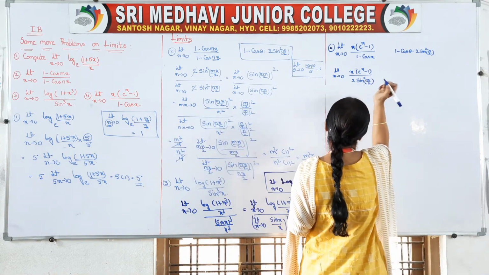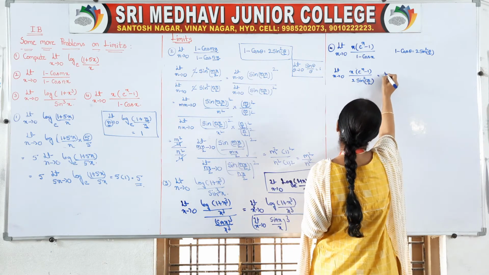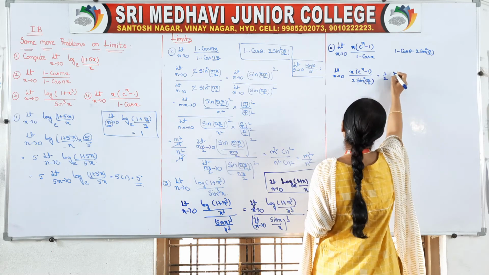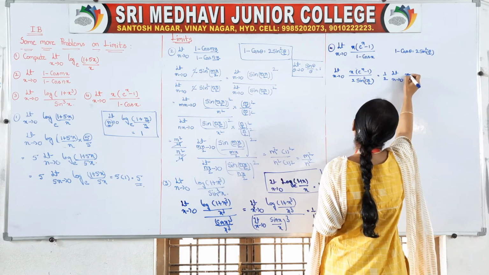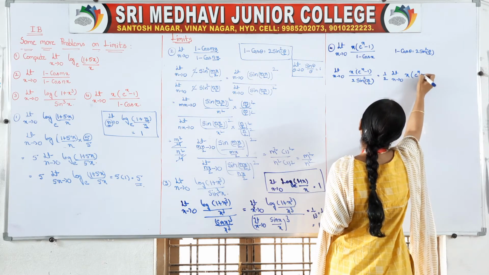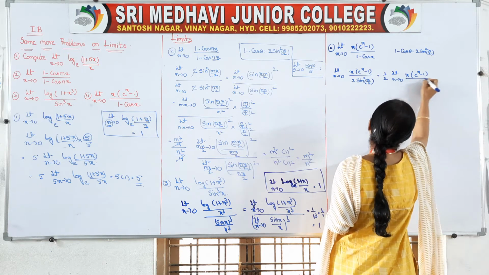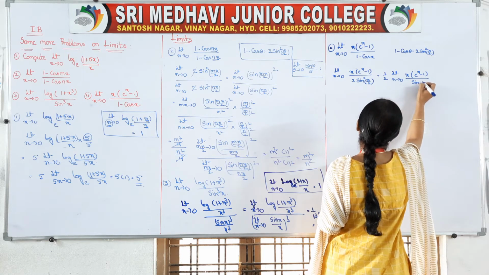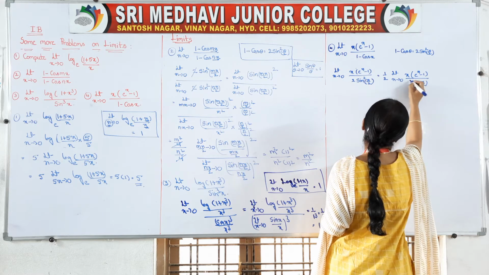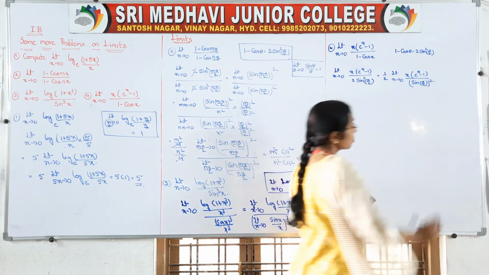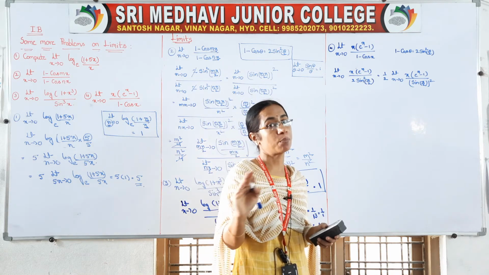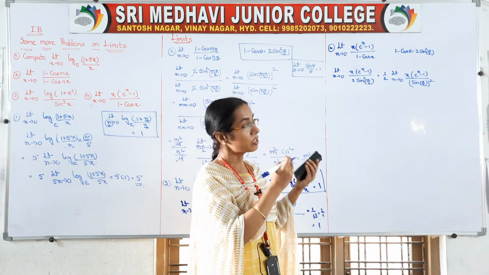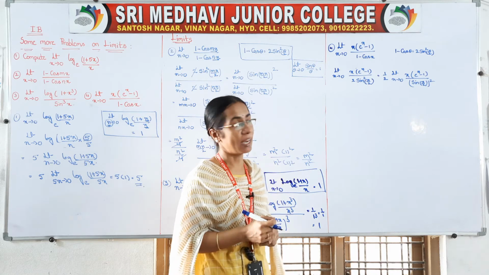Okay, so next we can write this 1 by 2 outside, right? Limit x tends to 0 x into e to the power of x minus 1 by, we can write this as sin x by 2 whole square. I said so many times, sin square theta and sin theta whole square, both are the same. According to the situation we will write that value.